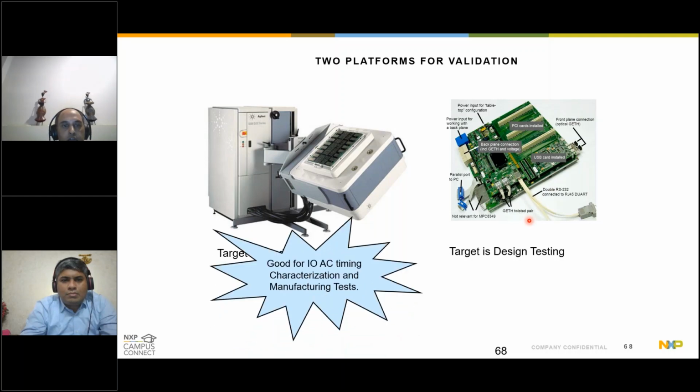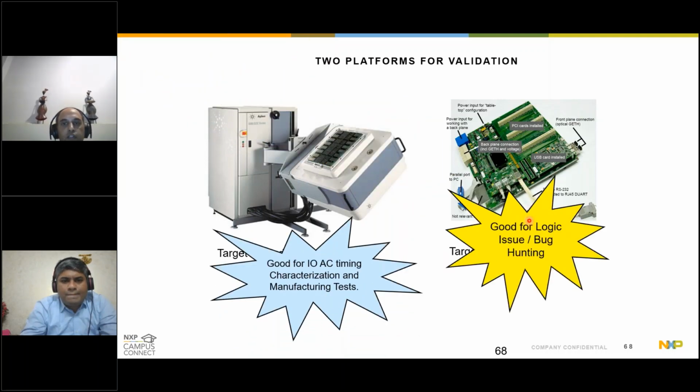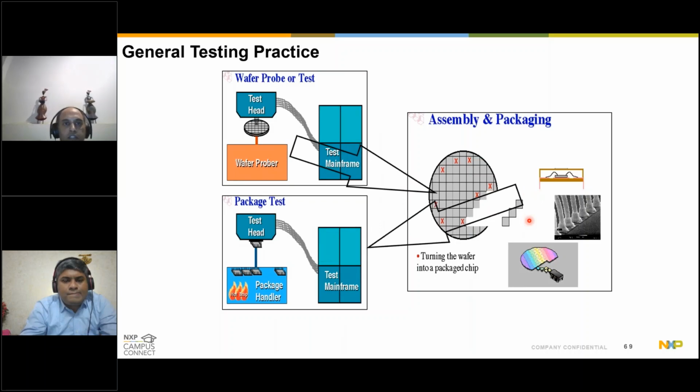So here you are actually doing a functional test of that. This is good for I/O, AC characterization and manufacturing test, and this one, silicon validation, is used for logic issues and bugs. So similarly, these are the general test practices.